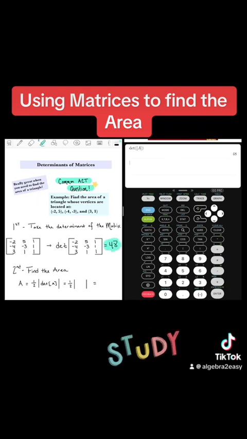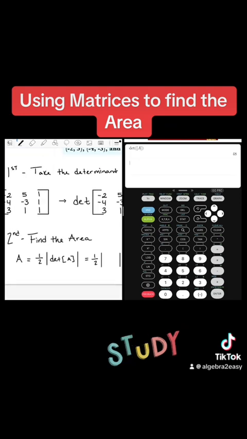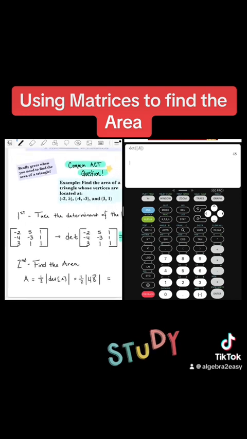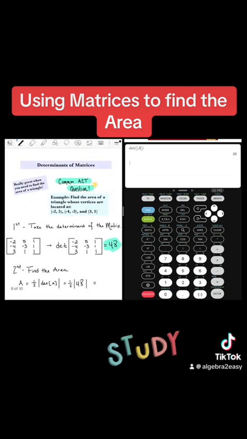Now, that didn't answer the question. The question said find the area. All we have to do is take 1/2 times the determinant, and you have the area of a triangle. So 1/2 times the determinant, which is 48. Now, if you notice down here, I have absolute value bars around my number. That's because your determinant could be a positive or it could be a negative number. An area can never be negative.